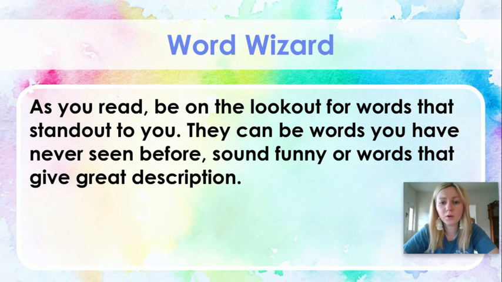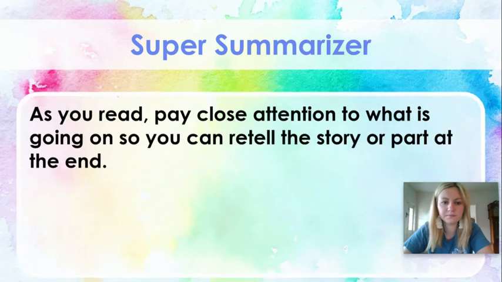The next one would be a word wizard. It's another role that you give a student. As you read, be on the lookout for words that stand out to you. They can be words you've never seen before, sound funny, or words that give great description, okay? So basically, your role would be to just jot down words that you find that you would go over with your group while you're reading your summary, chapter or book.